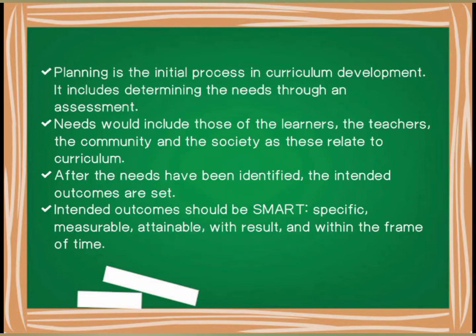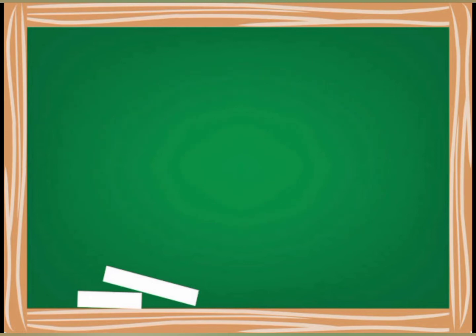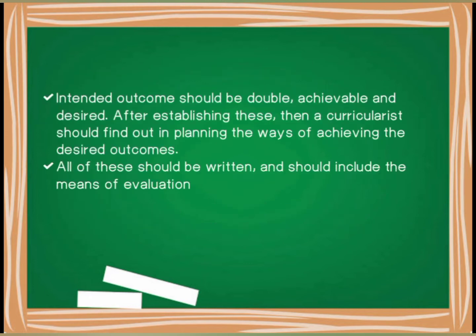Planning is the initial process in curriculum development. It includes determining the needs through an assessment. Needs would include those of the learners, the teachers, the community, and the society as these relate to curriculum. After the needs have been identified, the intended outcomes are set. Intended outcomes should be SMART. SMART means specific, measurable, attainable, with results, and within the frame of time. Intended outcomes should be doable, achievable, and desired.